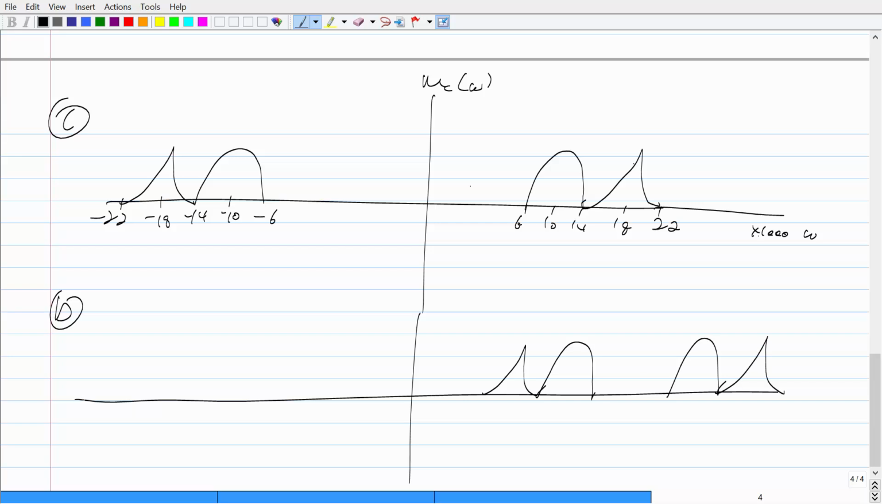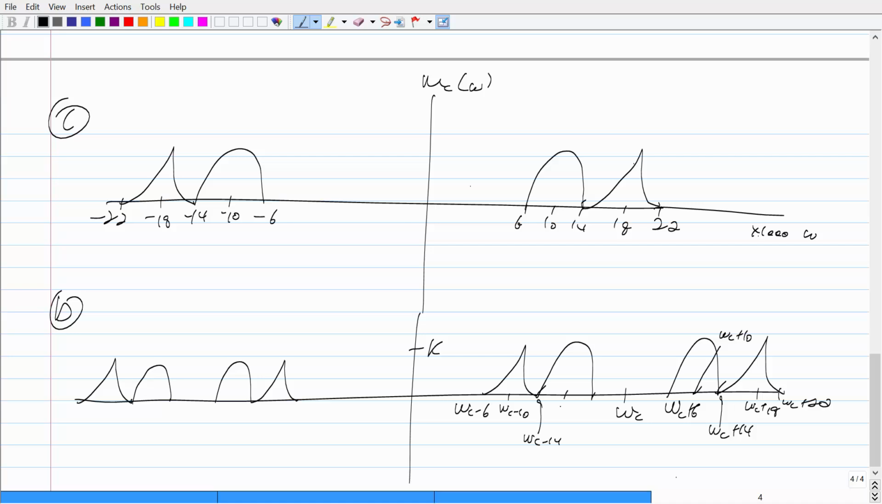So in this case, you're going to have, okay, and then so here, and then here as well. Okay, also it's K as well because of that too. So if omega C is here, which we don't know yet, okay, this becomes omega C plus 6. Here is omega C plus 10, omega C plus 14, omega C plus 18, omega C plus 22, okay? And then here is omega C minus 6, 10, 14, 18, and this is 22.